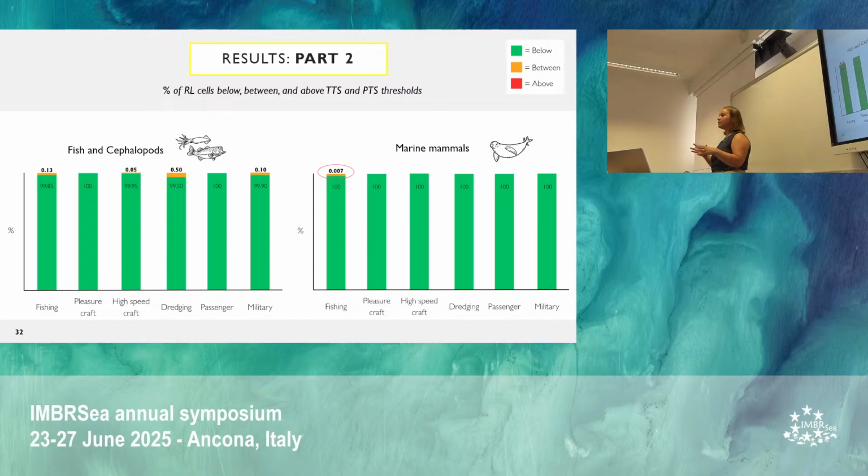Then, comparing the threshold shift limits with the received level of sound, there were no received levels higher than the permanent threshold shifts for any ecosystem component, which I think is really awesome. For marine mammals, there were only a couple of grid cells in between the temporary and permanent threshold shifts.